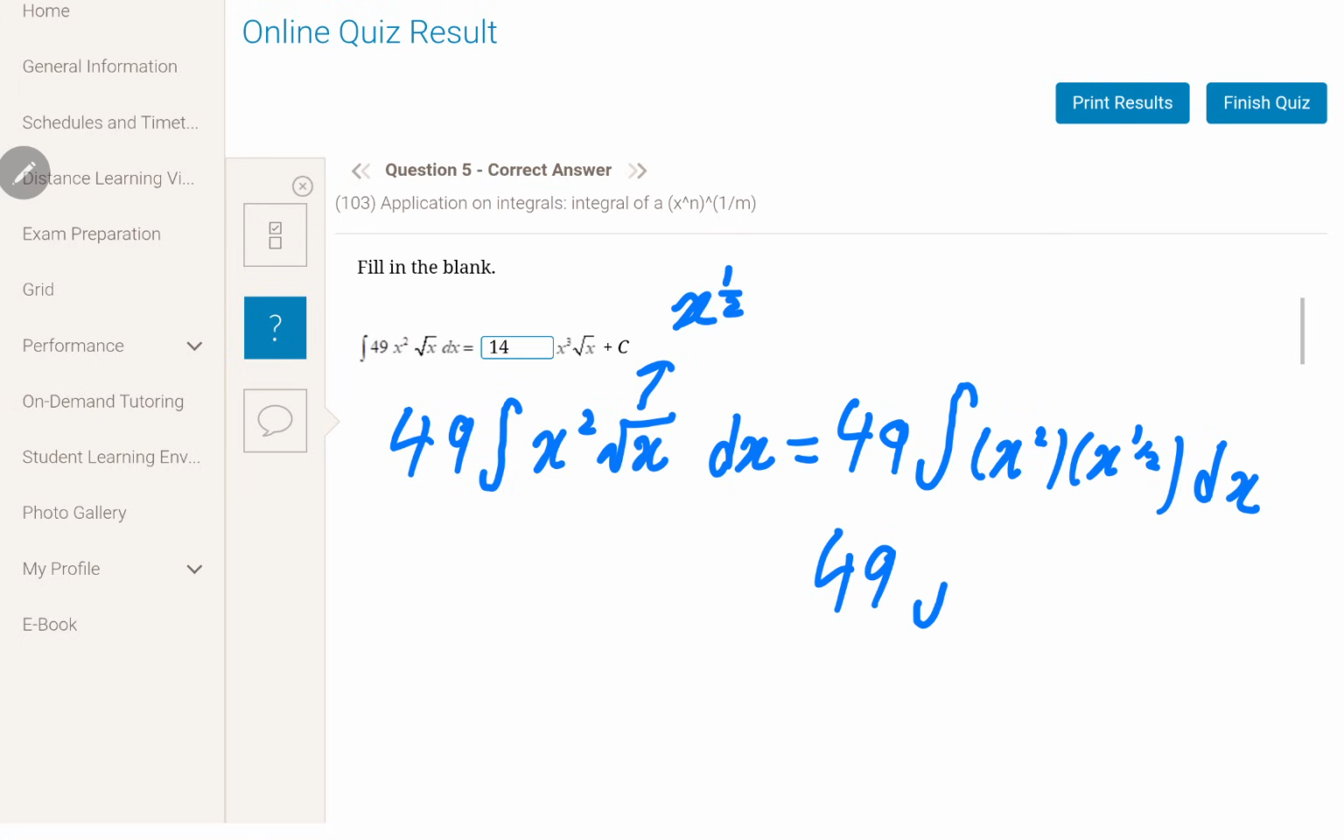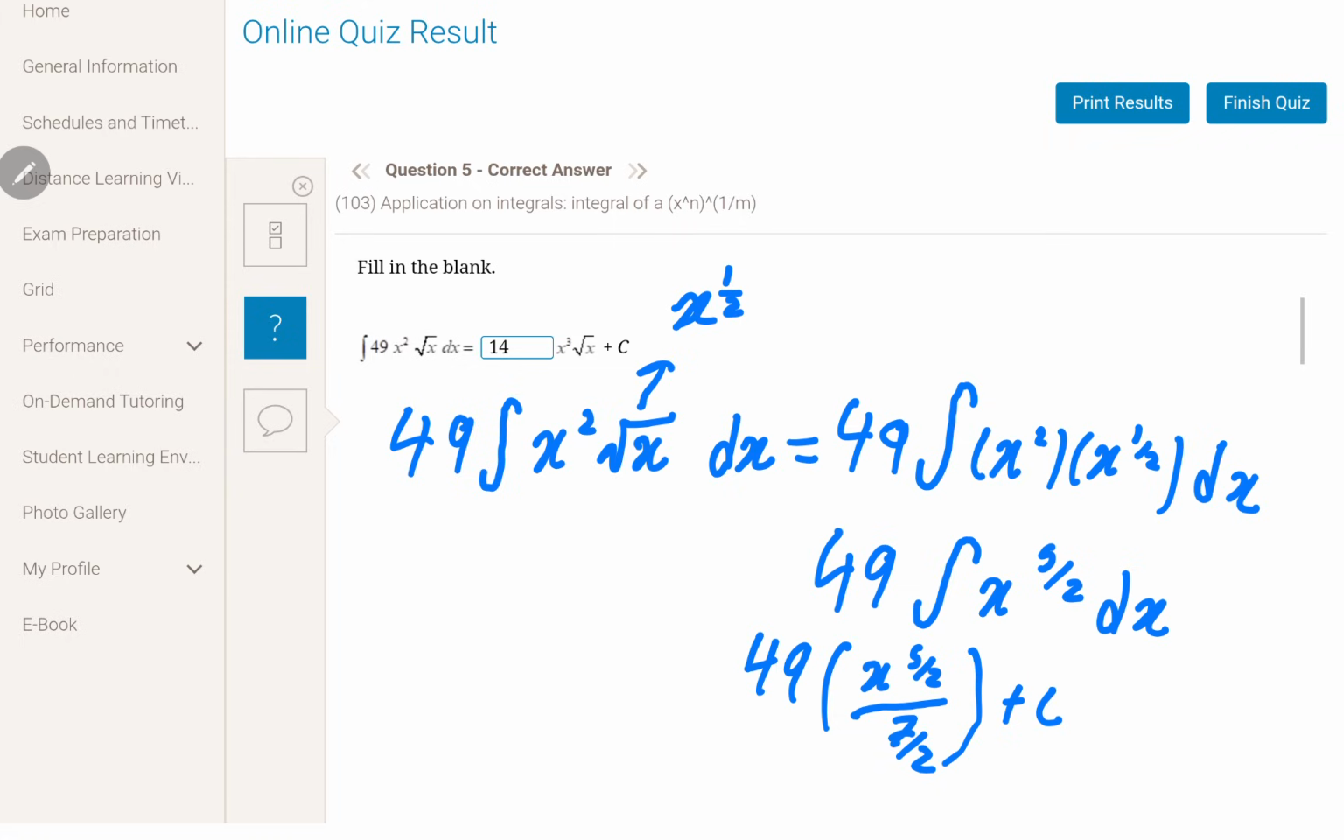So in total you get 2 plus 1 over 2, which is what? 2 plus 1 over 2 should give me 5 over 2. So x to the power of 5 over 2 dx. Okay, now 49 times, because we're going to integrate, add 1 to the power, so add 1 to 5 over 2, 7 over 2. So x to the power of 7 over 2 divided by 7 over 2 plus c. Now on your calculator you can do 49 over 7 over 2. You'll get 14. So 14 x to the power of 7 over 2 plus c.